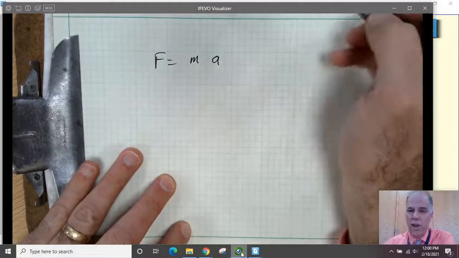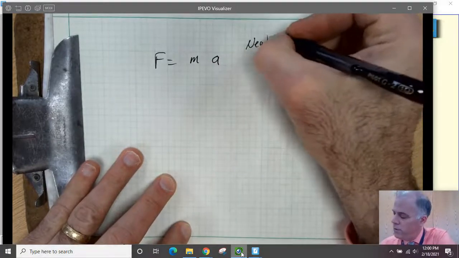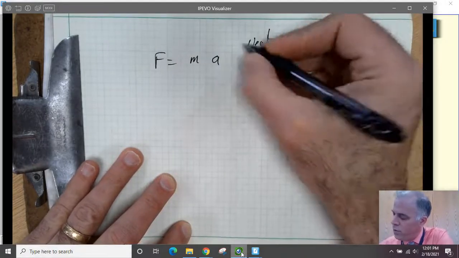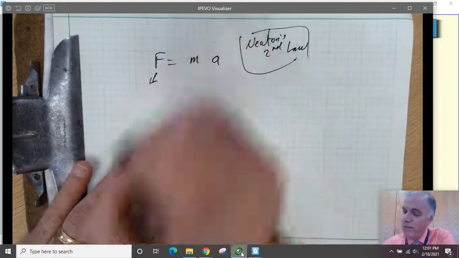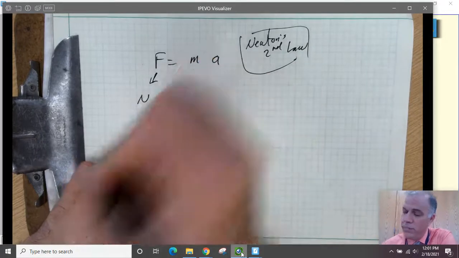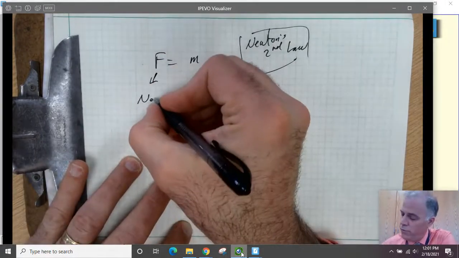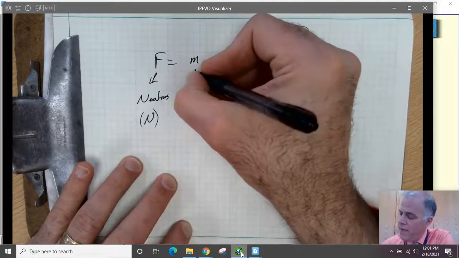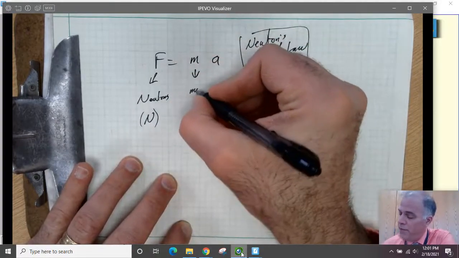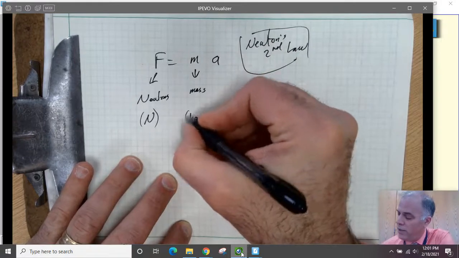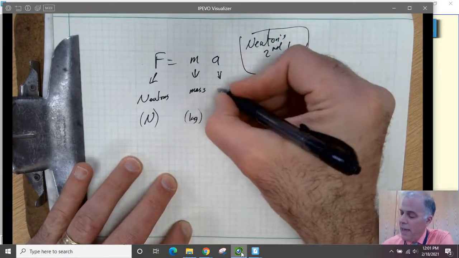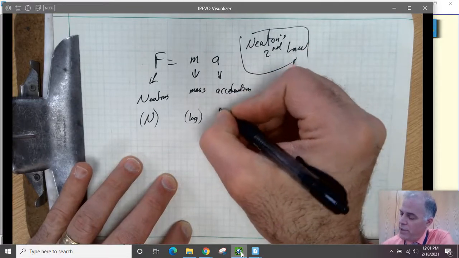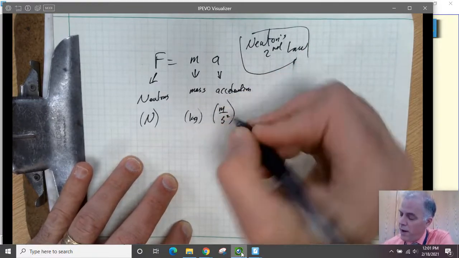That is Newton's second law. All right, force, as we saw before, is always measured in newtons, abbreviated N. M is always the mass of an object, and that is always in kilograms. And A is the acceleration of that object, and that is always going to be in meters per second squared.